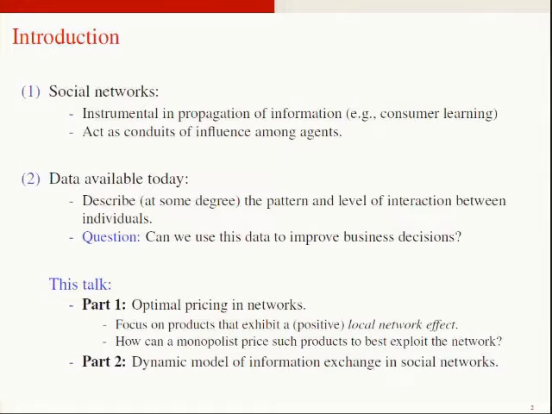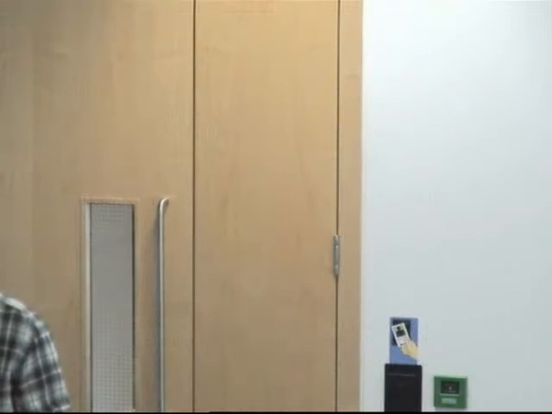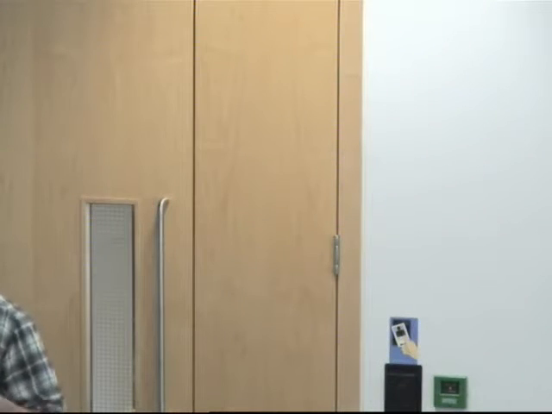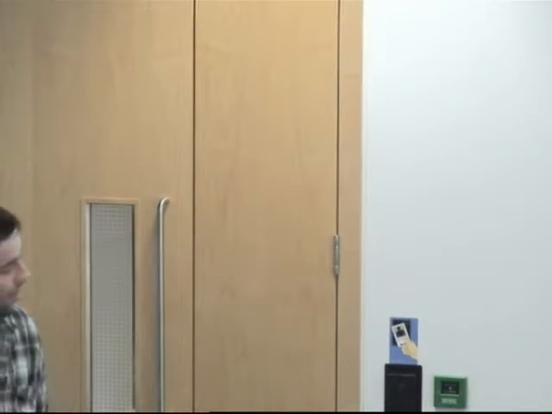The first one will be about a pricing problem. We will consider a network good, okay? A good that exhibits positive network externalities. And the question I would like to address there is, how should the monopolist price such a good to better exploit the network? And in the second part of the talk, I'll briefly describe a model of how information might propagate in a network, okay?